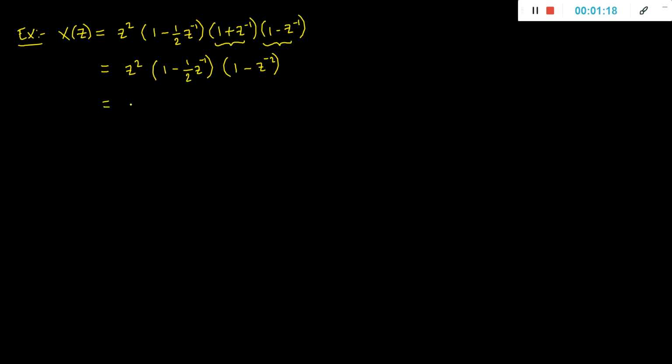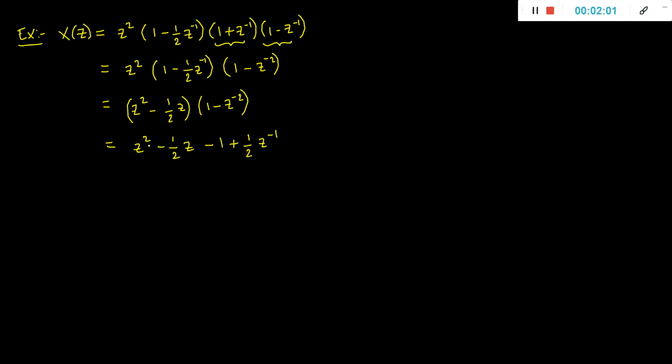If I try to open the bracket, this is going to be z squared minus 1 by 2 z, and the second bracket is intact, 1 minus z to the power minus 2. So once again, if I remove the brackets, the first term multiplied gets me z squared, and minus half z into plus 1 is going to be minus 1 by 2 z. z squared into minus z squared is going to be minus 1, and then minus of minus is going to be plus. Half z into z to the power minus 2 gets me half z to the power minus 1. So this is the equation we are getting now.